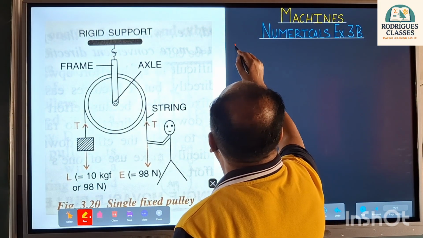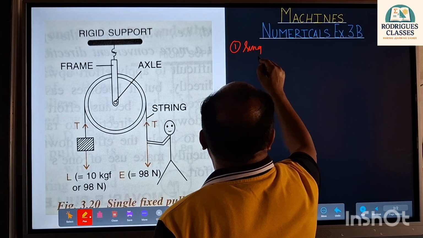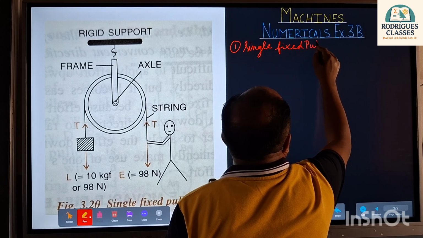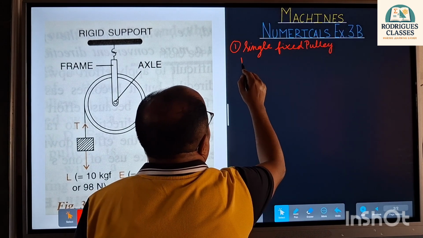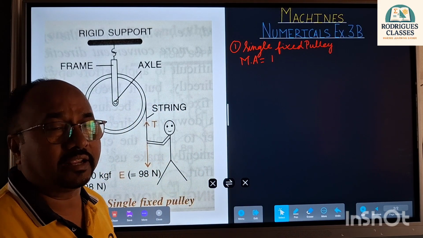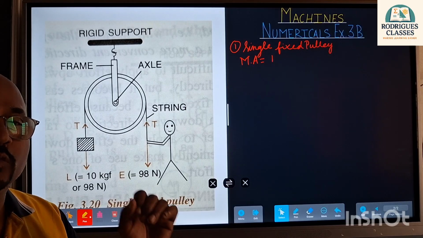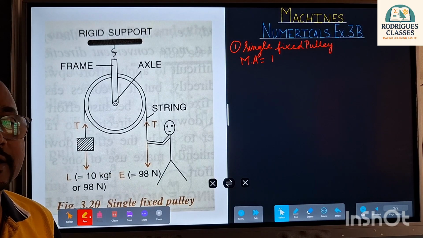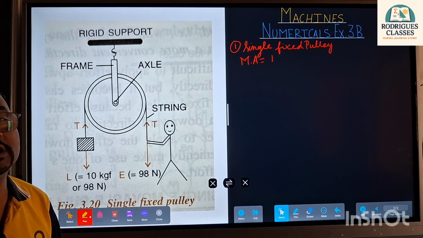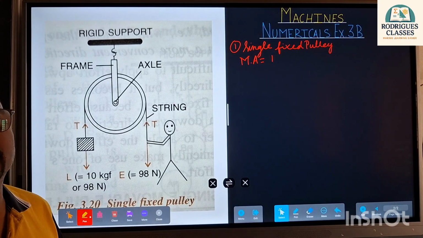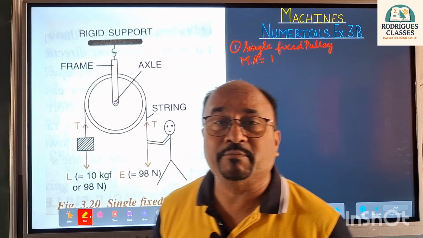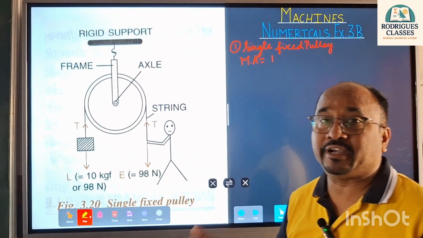So first of all, for a single fixed pulley, mechanical advantage will come as 1. So you have to remember, whenever any numerical based on a single fixed pulley is there, we can take the mechanical advantage directly as 1, provided the load and the effort are not mentioned in it. If the load and the effort are mentioned, you will have to take out the mechanical advantage by using load by effort. Now velocity ratio, it is the displacement of the effort divided by the displacement of the load.